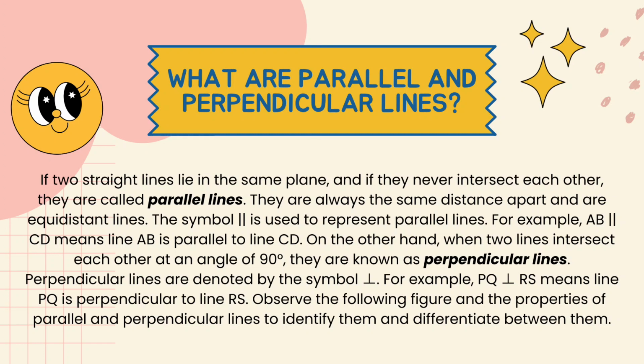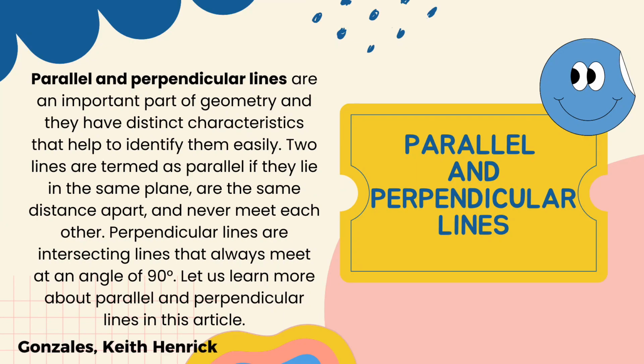Observe the following figure and the properties of parallel and perpendicular lines to identify them and differentiate between them. Parallel and perpendicular lines are an important part of geometry and they have distinct characteristics that help to identify them easily. Two lines are termed as parallel if they lie in the same plane, are the same distance apart, and never meet each other. Perpendicular lines are the intersecting lines that always meet at an angle of 90 degrees. Let us learn more about parallel and perpendicular lines in this article.